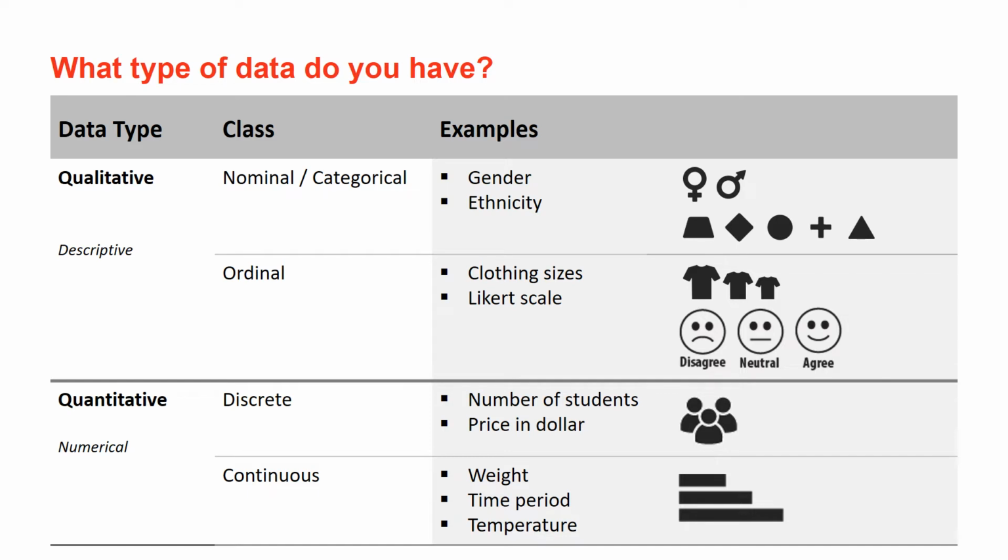In quantitative data, on the other hand, data items are ordered and we can measure the difference between them. One class is discrete data, where data items take on values on a scale with specified steps. For example, the scale for number of students would be full numbers, since we cannot have half a student. The price in dollar is also discrete data, but the scale would include steps of decimal points, since we can have a price of half a dollar or a price of 10 cents.